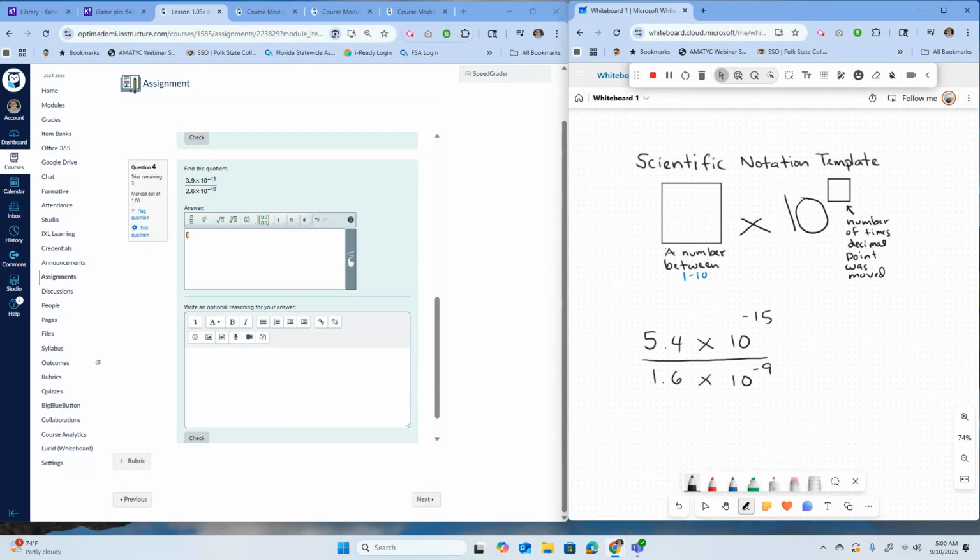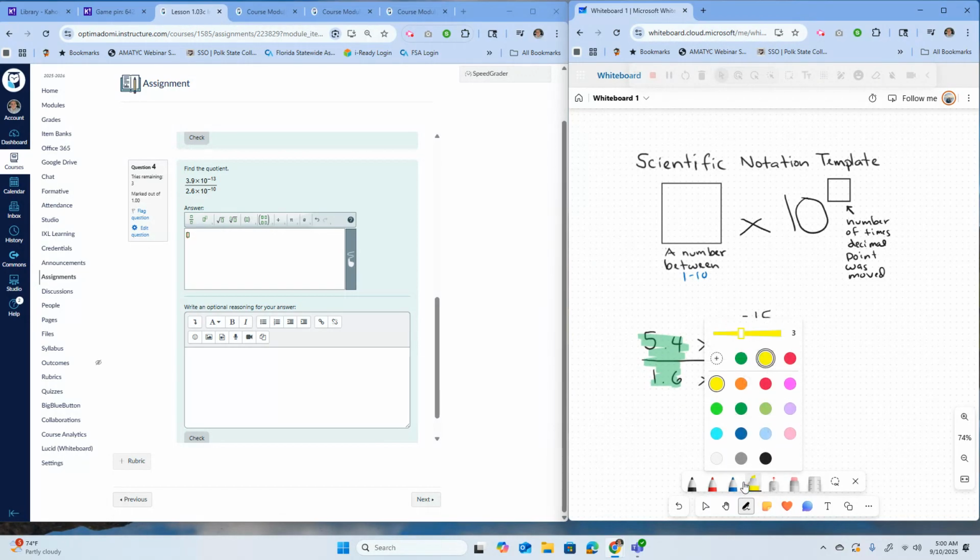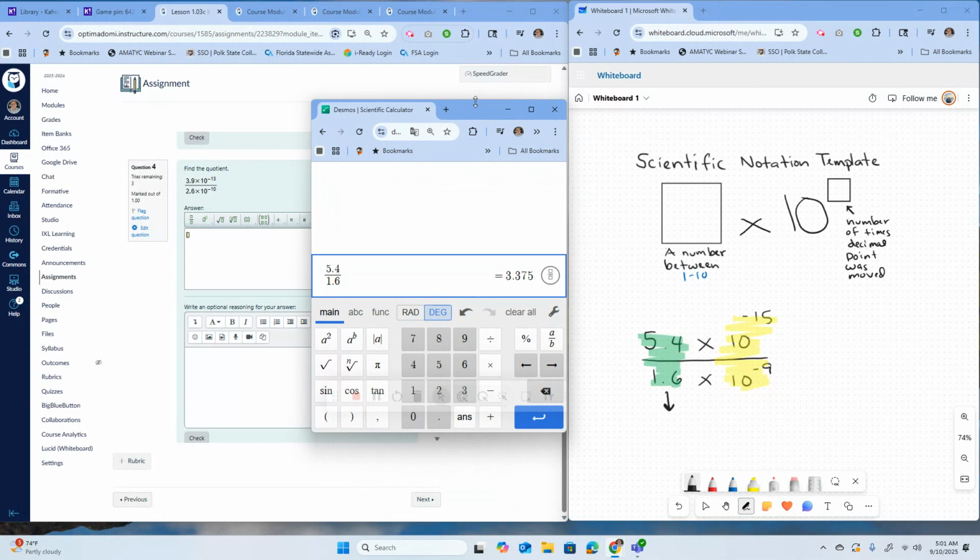The way you divide numbers in scientific notation, you divide the coefficients by the coefficients, and you divide the powers of 10 by the powers of 10. So I'm going to start dividing the coefficient, 5.4 divided by 1.6. If I do it in the calculator, you can see it right there. I got 3.375. Now when I divide the powers of 10, I'm going to keep the 10, and I'm going to subtract the exponents.